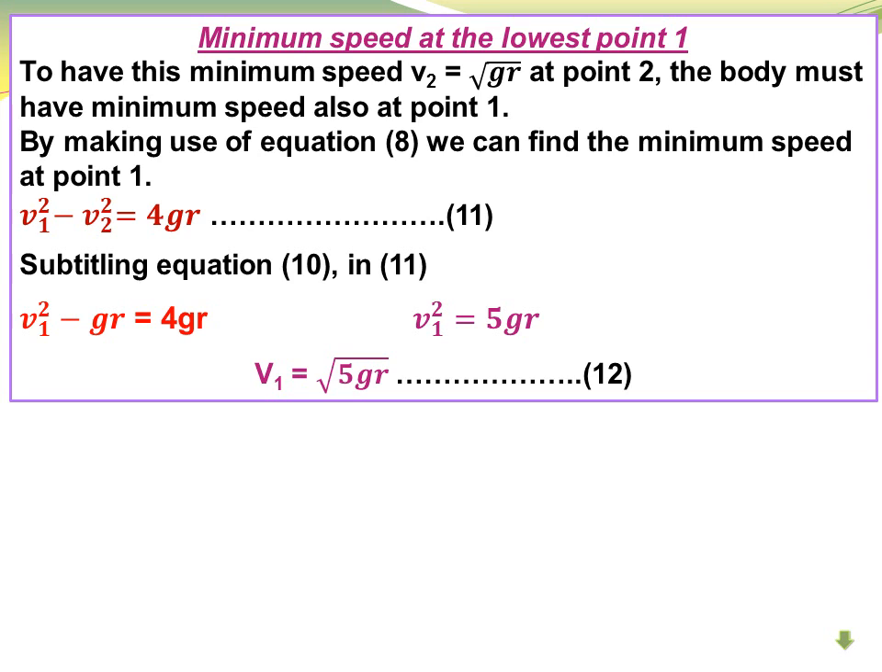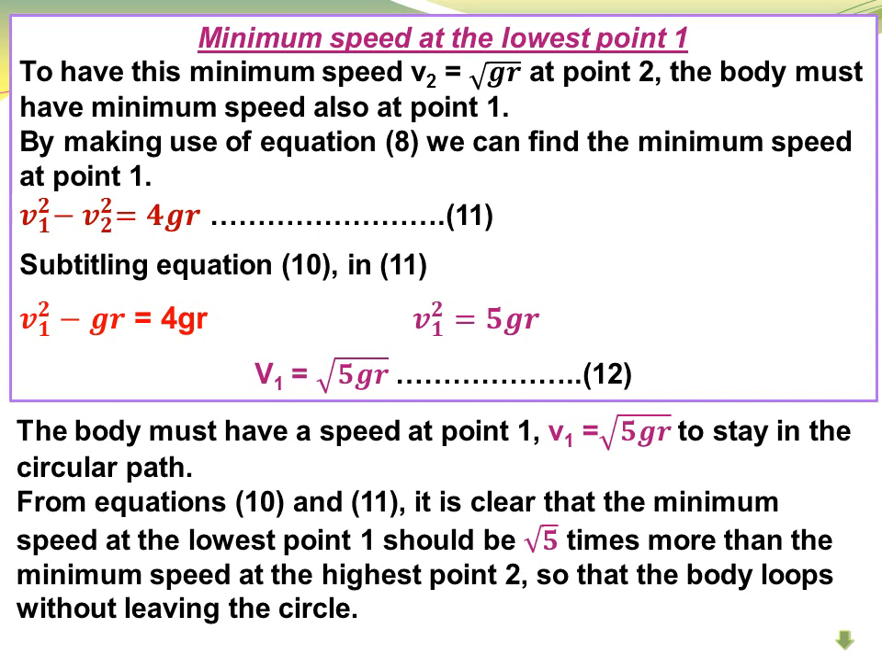Substituting equation number 10 in equation number 8, we get v1 squared minus gr is equal to 4gr, because from equation 10 we get v2 is equal to root of gr, and the square of v2 is equal to gr. That's why we put gr here. Taking this gr to the right-hand side, v1 squared is equal to 5gr and v1 is equal to root of 5gr.